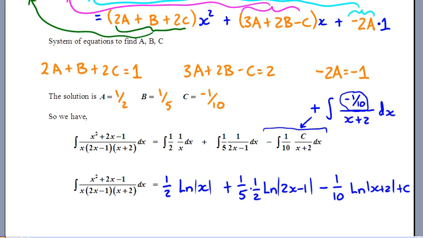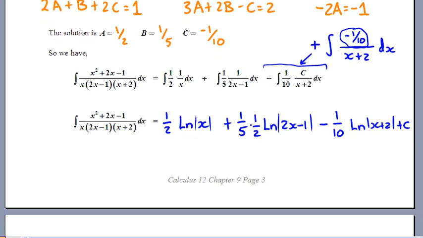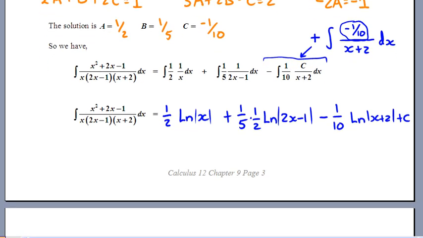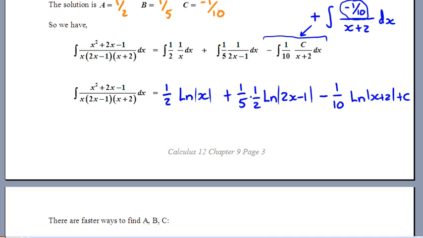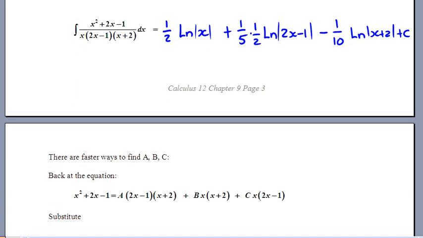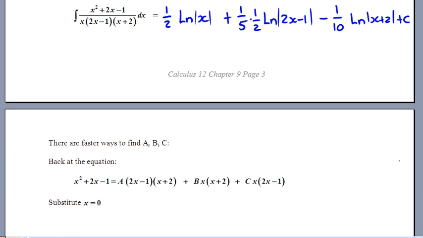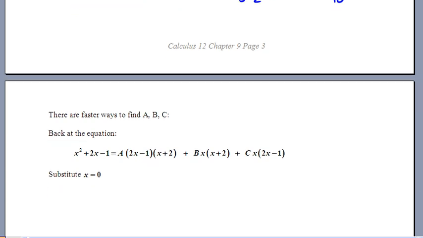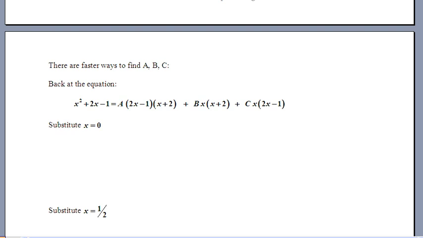So once we've got those values for a, b, and c, it's actually not too bad to try to figure out what that antiderivative is going to be. Let's look at a couple of different ways of finding values for a, b, and c. Let's go back to that point where, after we had multiplied by the least common denominator, about 1/3 the way down the previous page, we had this line right here.